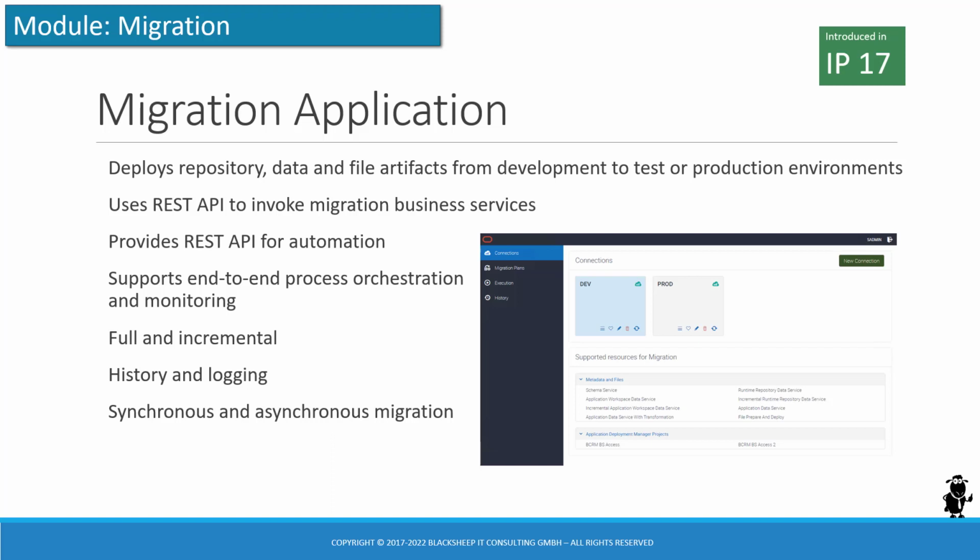The migration application uses the Siebel inbound REST API to invoke the migration business services that do the grunt work, and it provides a REST API so you can leverage it headless without using the user interface and automating pipelines, for example. The migration application, as you will learn in great detail in the migration chapter, supports full and incremental scenarios. It provides history and logging information, and it supports synchronous, end-to-end, or asynchronous migration scenarios.